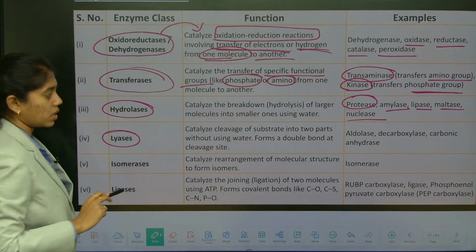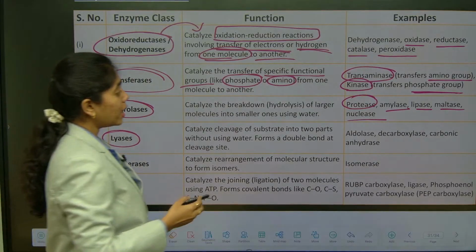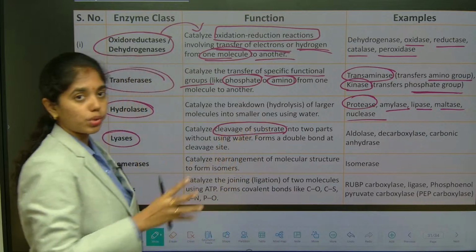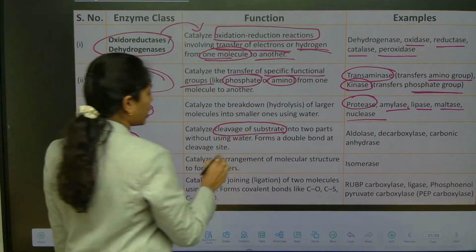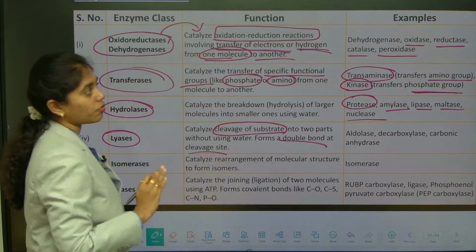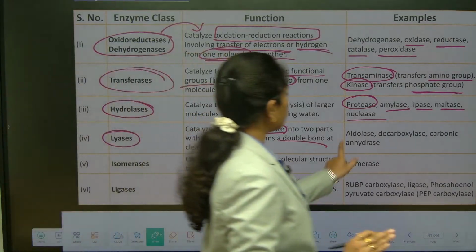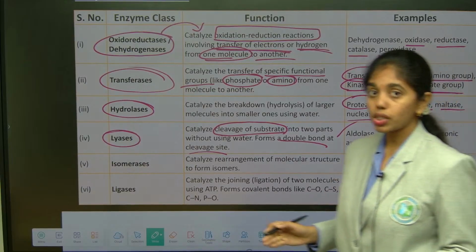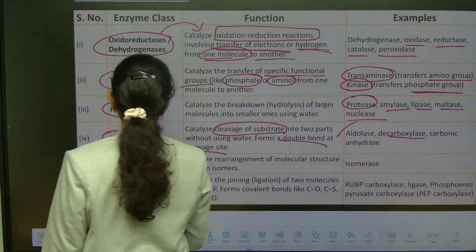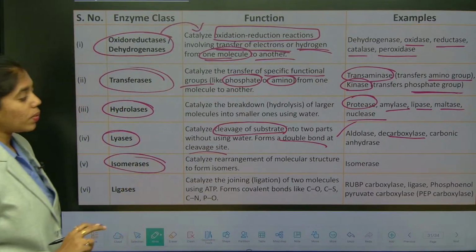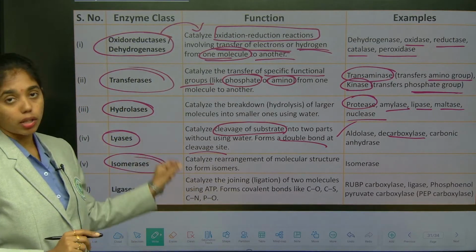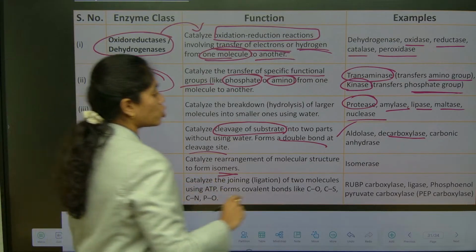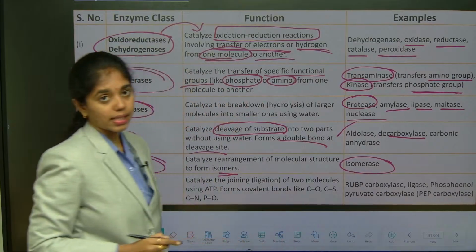Next, lyases. These catalyze cleavage of a substrate into 2 parts without using water. This forms a double bond at the cleavage site. Examples: aldolase, decarboxylase and carbonic anhydrase. Next is isomerases. These catalyze rearrangement of molecular structure to form isomers. Isomerase is the example.